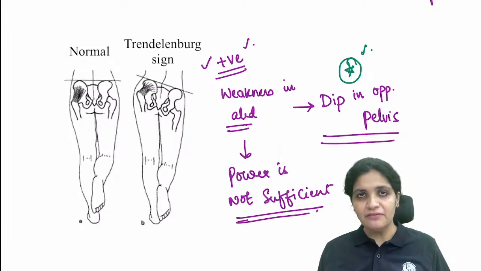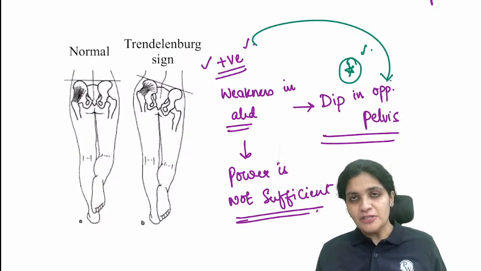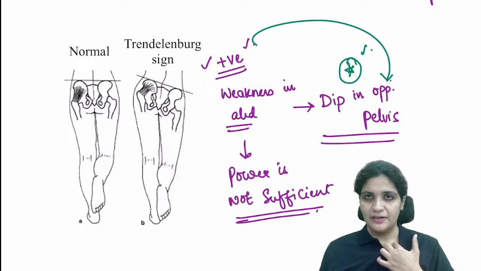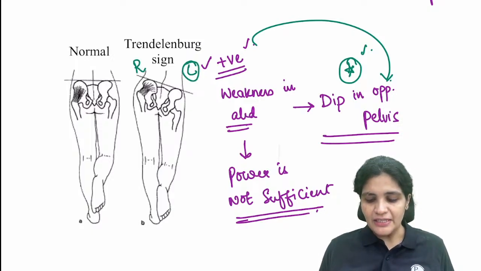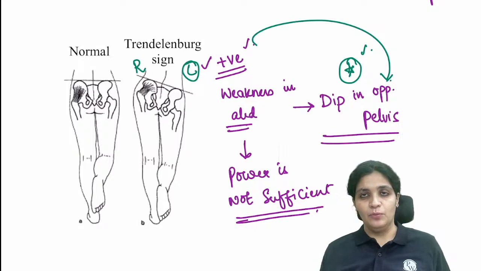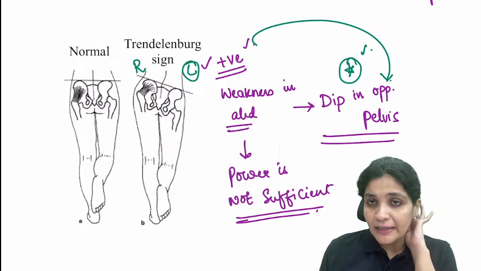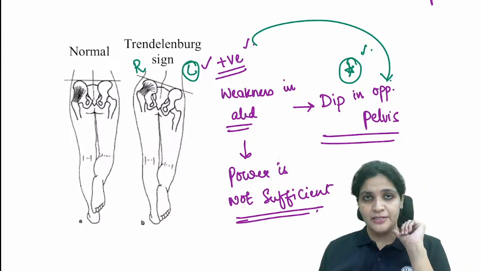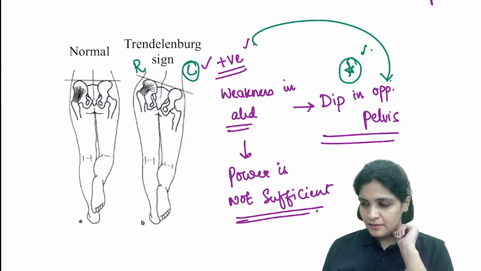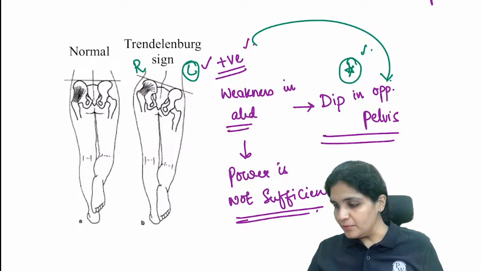So what is positive? Positive means there is a dip in the pelvis, right? Which pelvis? Opposite pelvis, right? Opposite pelvis means if you take this as right, this as left, you see there is a dip on the left side pelvis because of weakness in the right abductors. Right abductor weakness resulting in dip in the left pelvis. Right? Clear everybody?